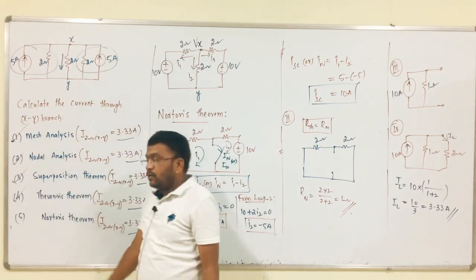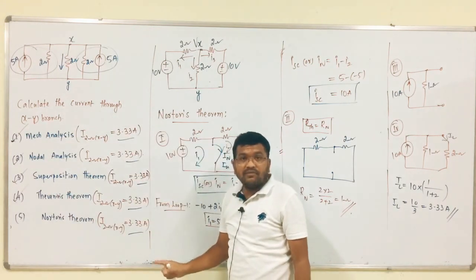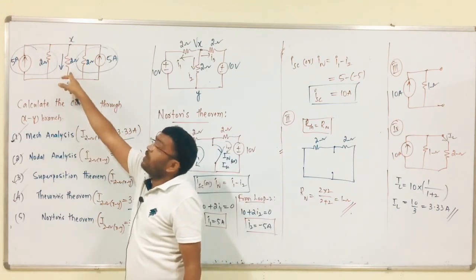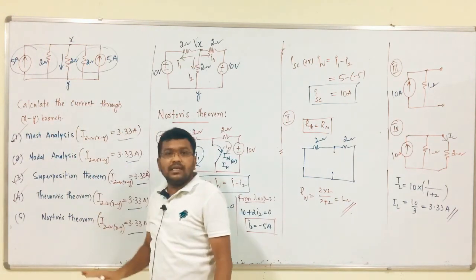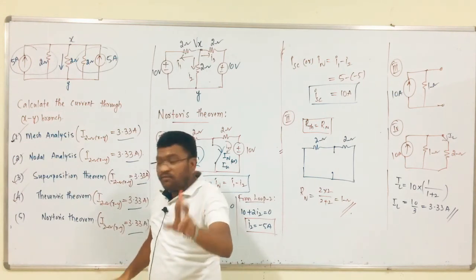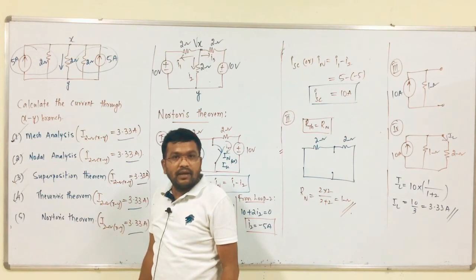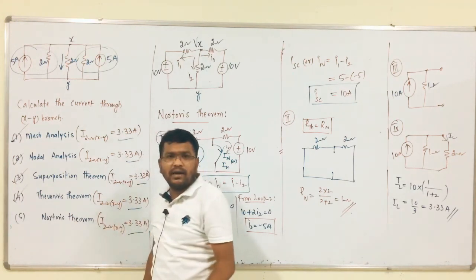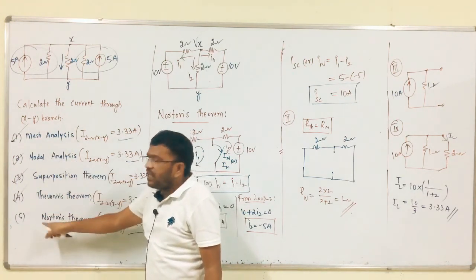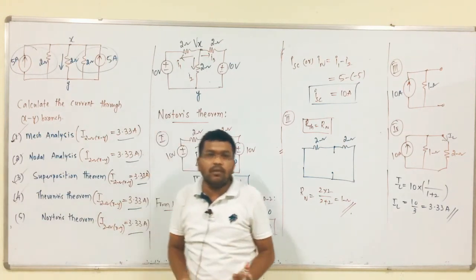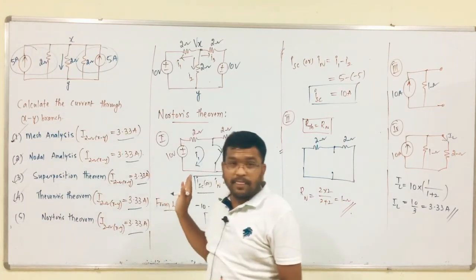For example, in the exam, if the examiner provides, calculate the current through this branch by using Thevenin's theorem, then do the problem with respect to Thevenin's theorem approach. If he did not mention any method, do the problem with any one of the methods. Like this you have to solve the problem. That is it.